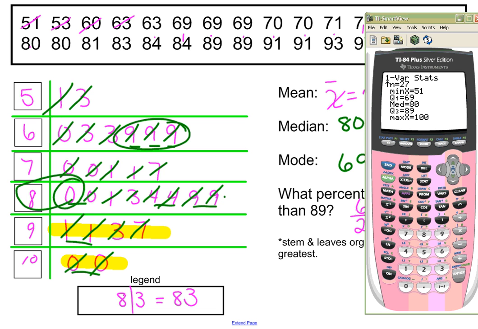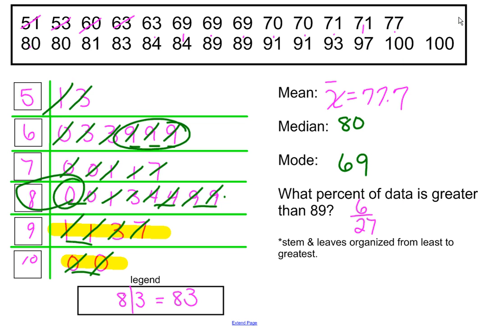What is that as a percent? 6 divided by 27. 22% of the data is greater than 89. Very easy to use these to do some analysis.